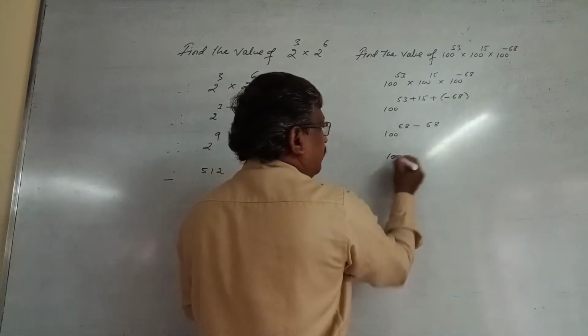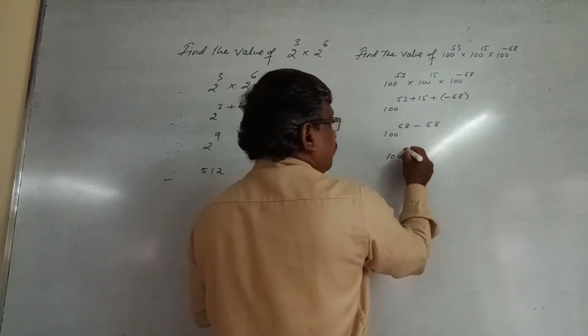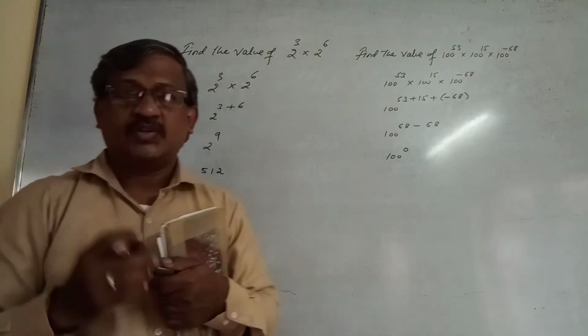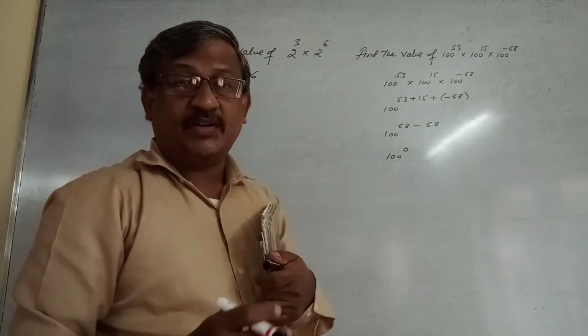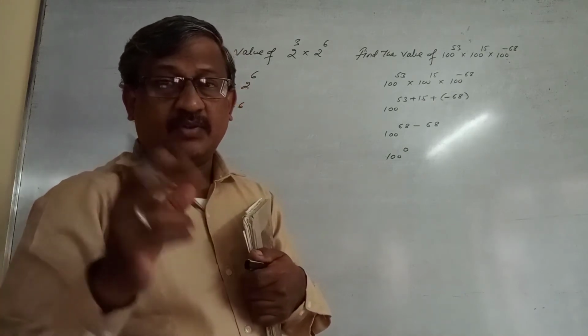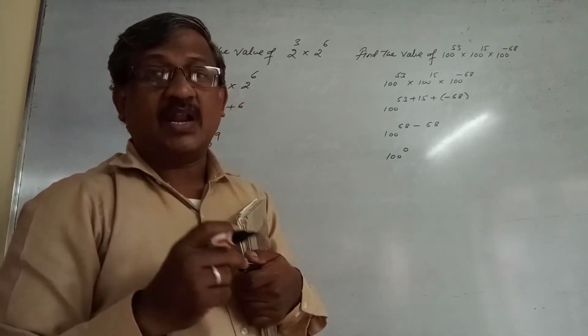So it is 100 raised to 68 minus 68 is what? 0. So it comes to 100 raised to 0. But 100 raised to 0 is not 0. I have given the rule, 7 rules. Out of that I have given the last rule.